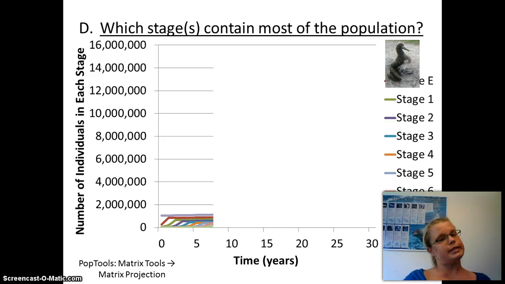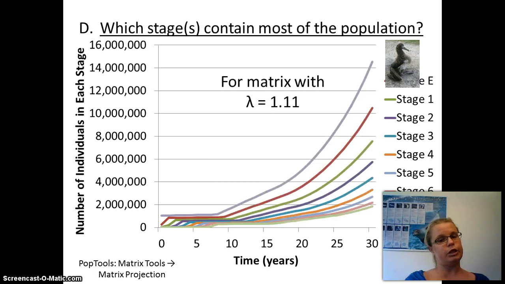So our next question is, which stages contain most of the population? Well, you can figure this out in a couple different ways. First of all, you can project the population into the future using the matrix projection tool, which calculates the number of individuals in each stage. So you might get a graph something like this if you had a relatively high lambda.